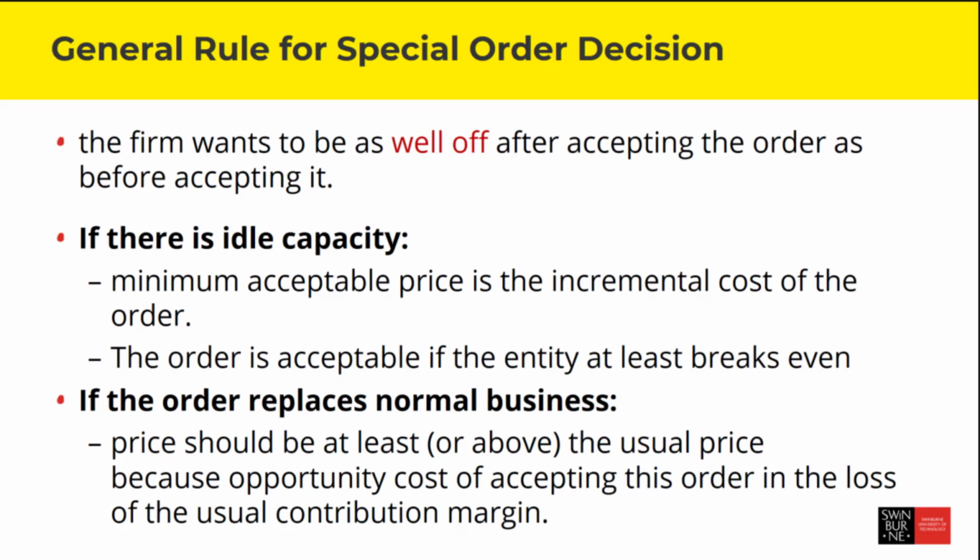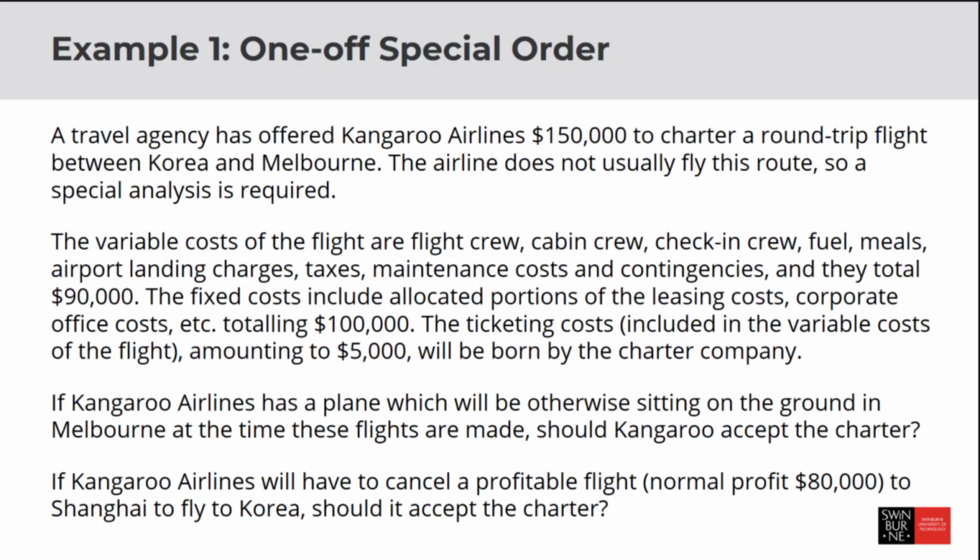If the order replaces normal business operation, which means you don't have enough capacity to meet the full requirement of the special order, and you have to give up your normal business operation to meet this special order, then you need to think about the opportunity cost. The opportunity cost is the benefit that you will forego from the normal business operation. Therefore, the price should be at least or above the usual price or the normal selling price of your product.